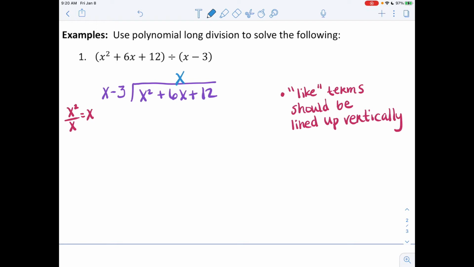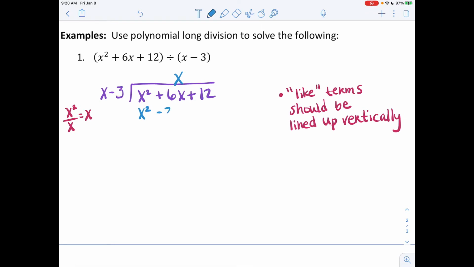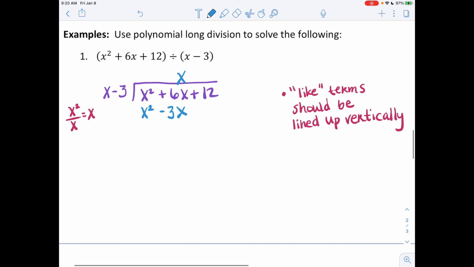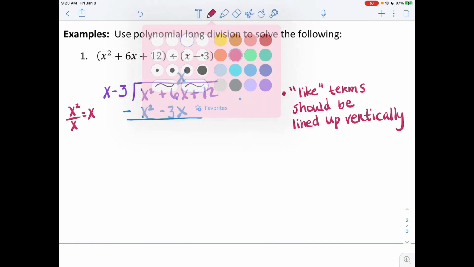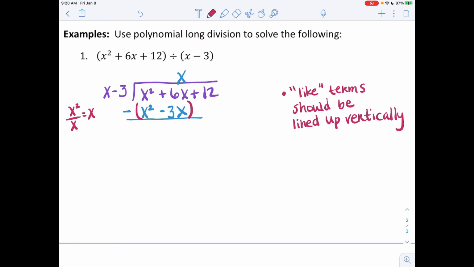Now, remember our second step is multiply. So x times x is going to be x squared, so I'm going to write it under this x squared that I have. And then I also have to take x and multiply by negative 3, so that I'm going to get a negative 3x. So this is my multiplication, and now I'm ready to subtract. I'm going to put a negative sign out here, but remember that we need to put parentheses around our entire polynomial to indicate that we are subtracting the entire polynomial, not just one term.